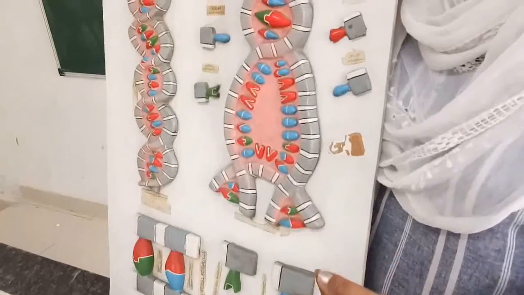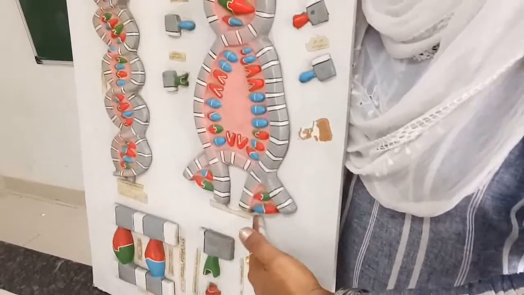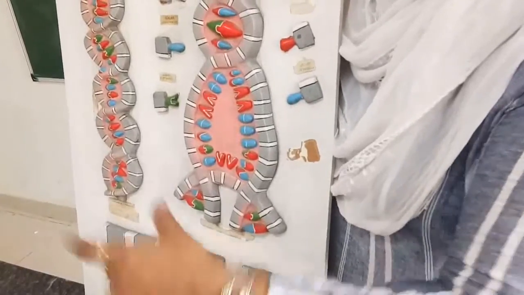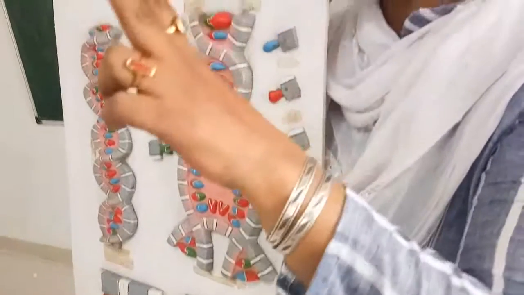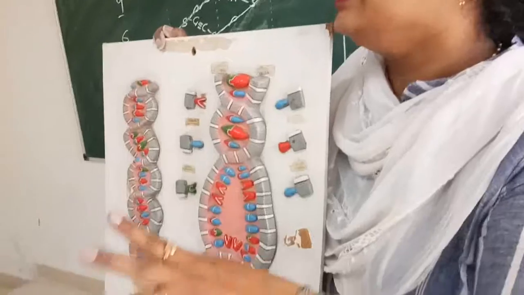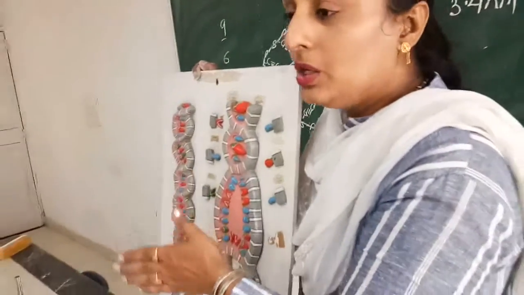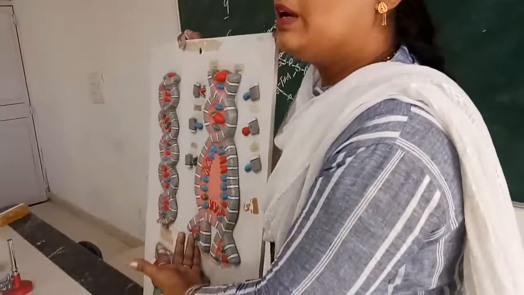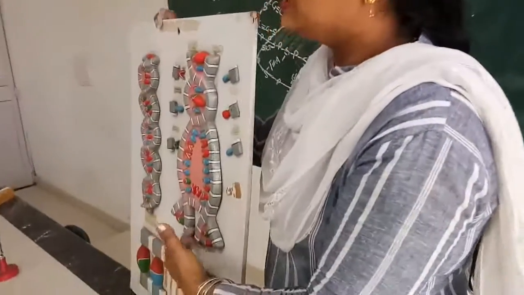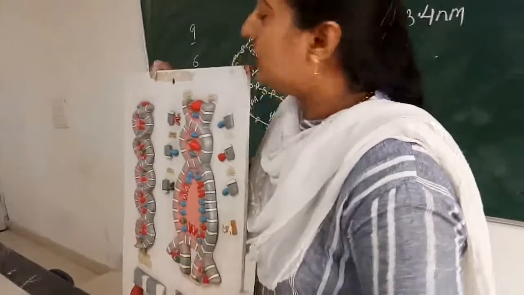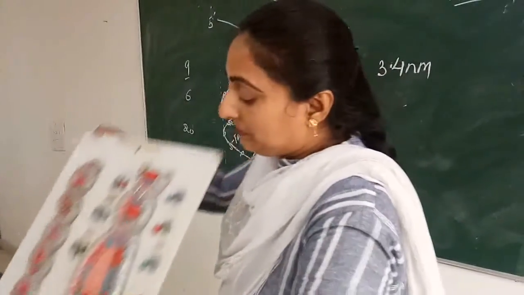One will be the parent strand, one will be the new strand. Here also one will be the parent strand, one will be the new strand. So the two new DNA molecules formed by replication have 50% parental DNA, 50% new DNA. Again 50% parental DNA, 50% new DNA. That is known as the semi-conservative nature of DNA. So this is the structure of the DNA molecule.